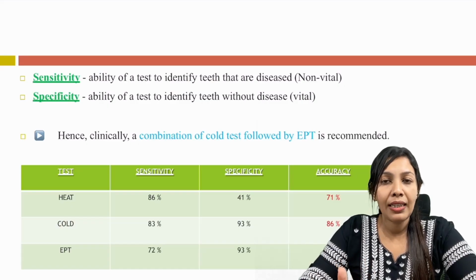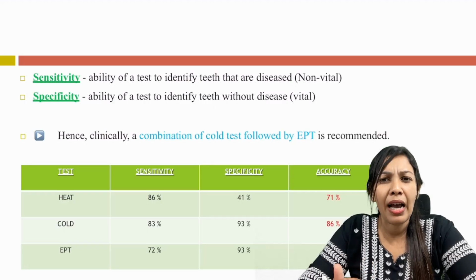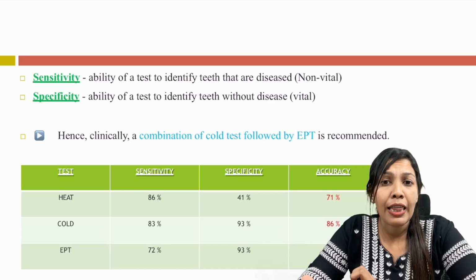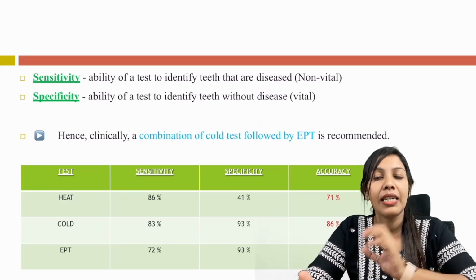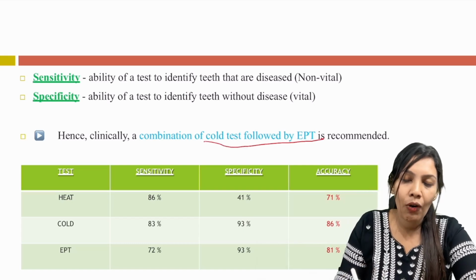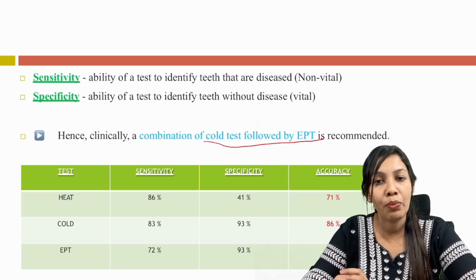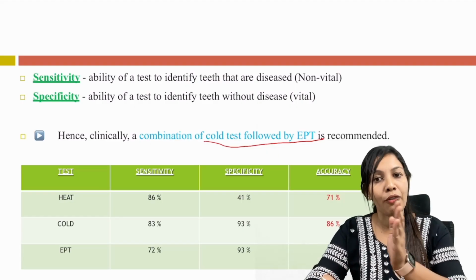Another important thing is what is the manner in clinical practice that we need to do a diagnostic procedure. The first is a combination of two methods. First is cold test followed by EPT. This is the recommended method. That is, cold test followed by EPT is very important to bring about a proper result.